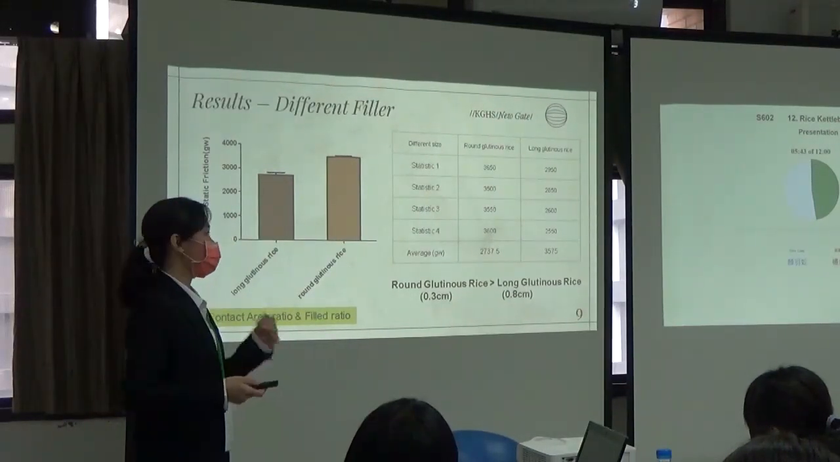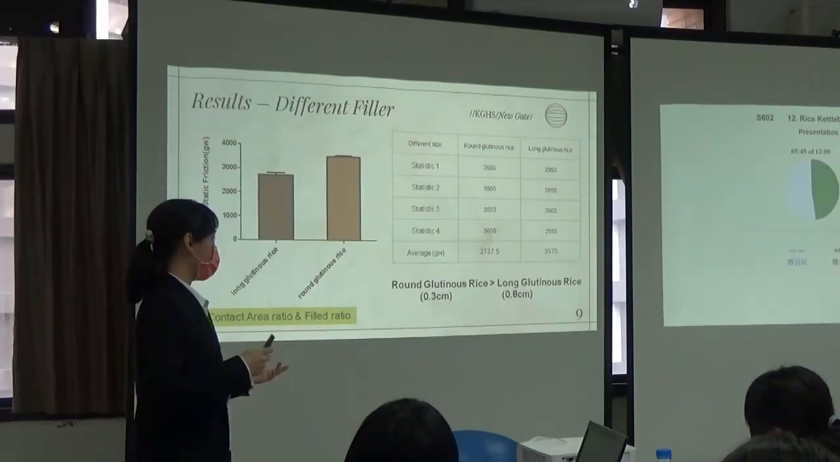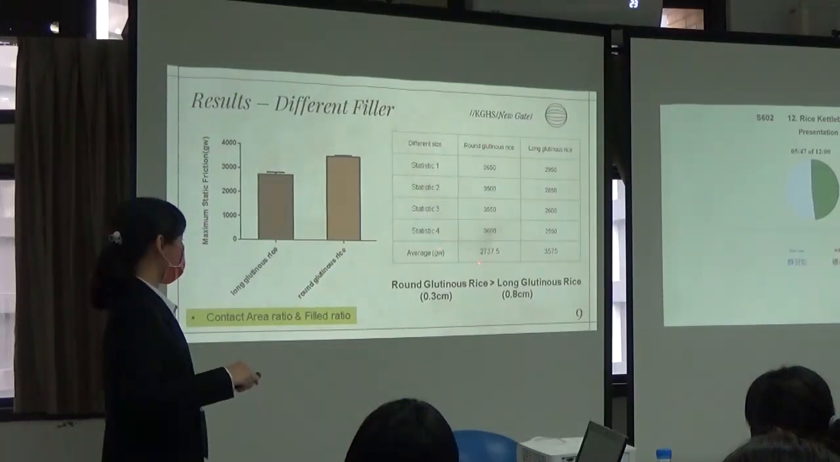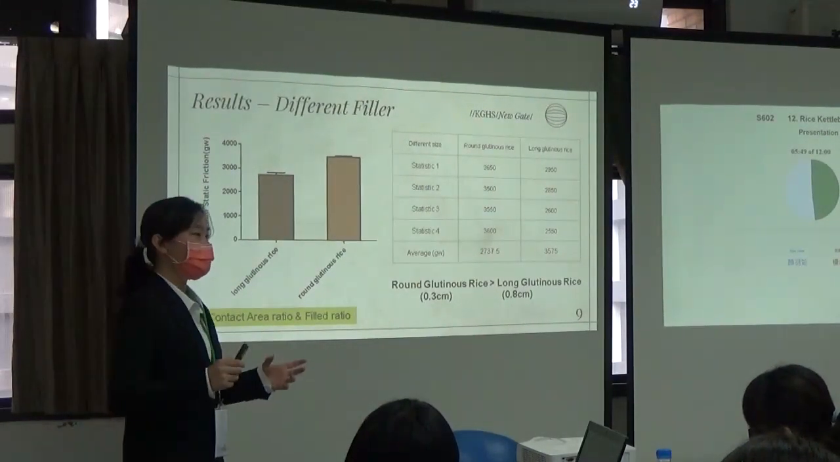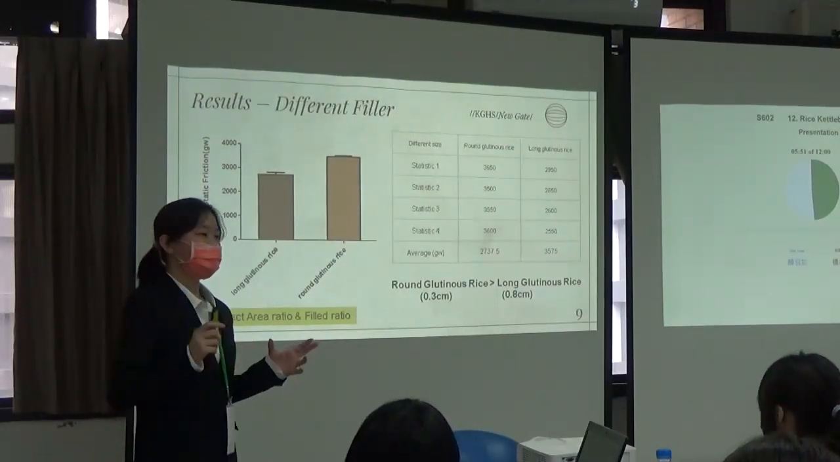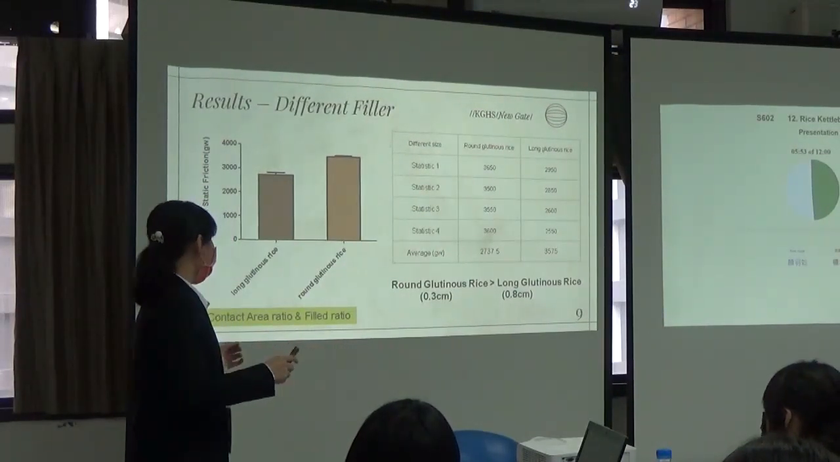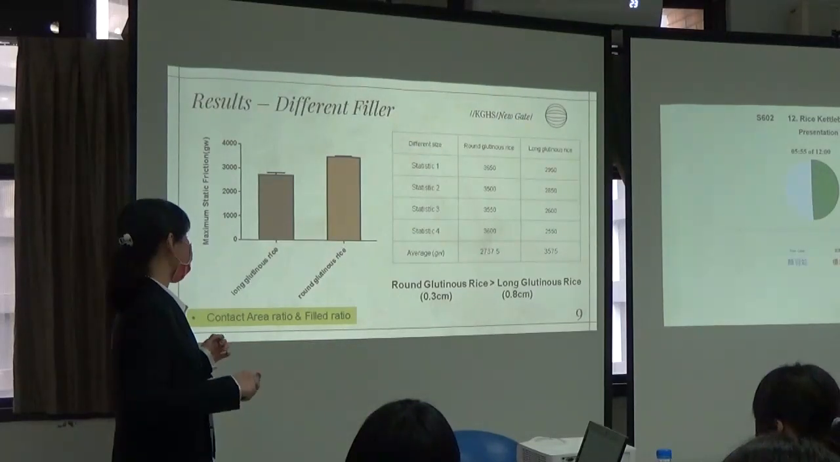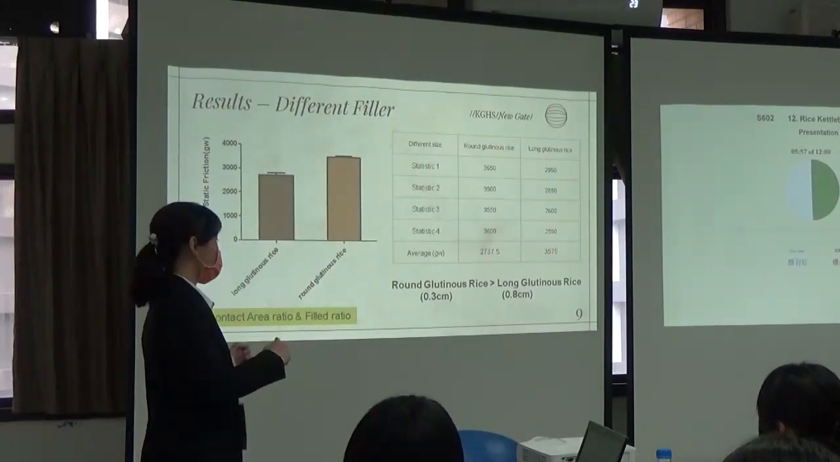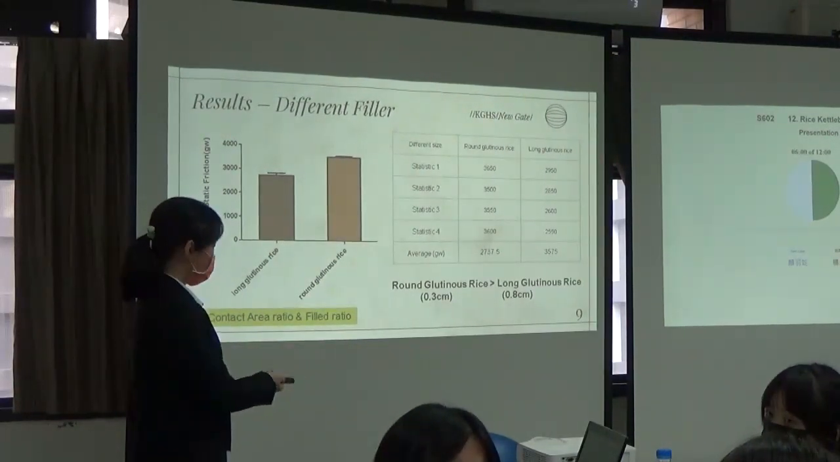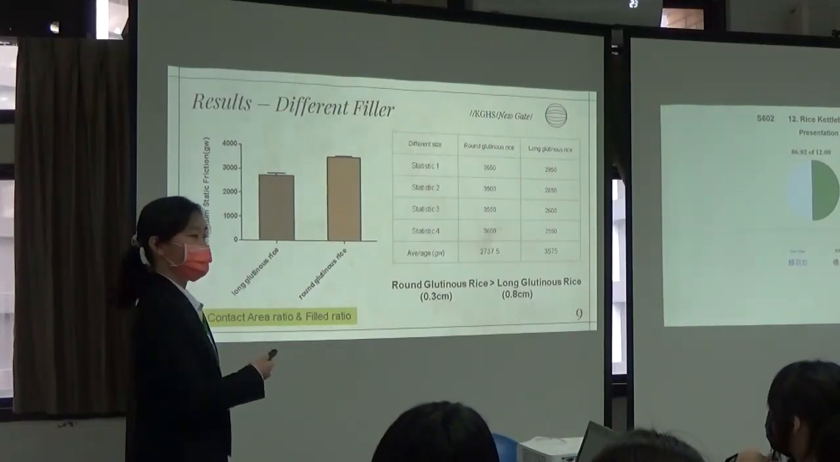After the experiment, we found out that the brown glutinous rice would pick up bigger mass, which means that it has a bigger friction than the long glutinous rice. And this actually proves the first equation of our theory.